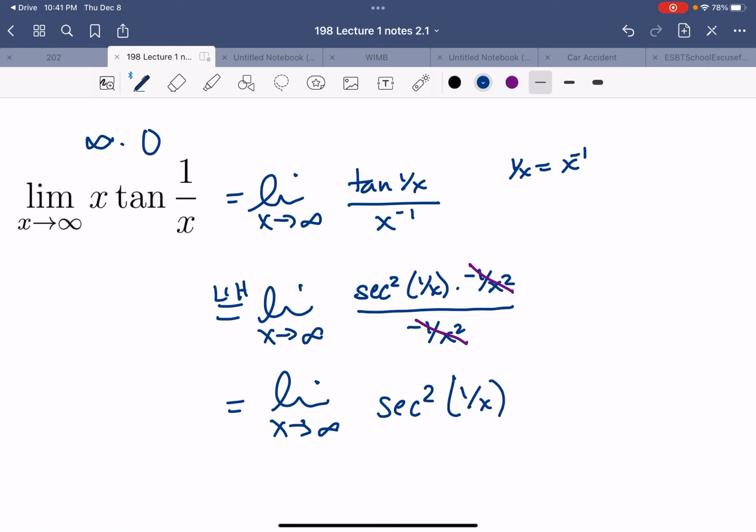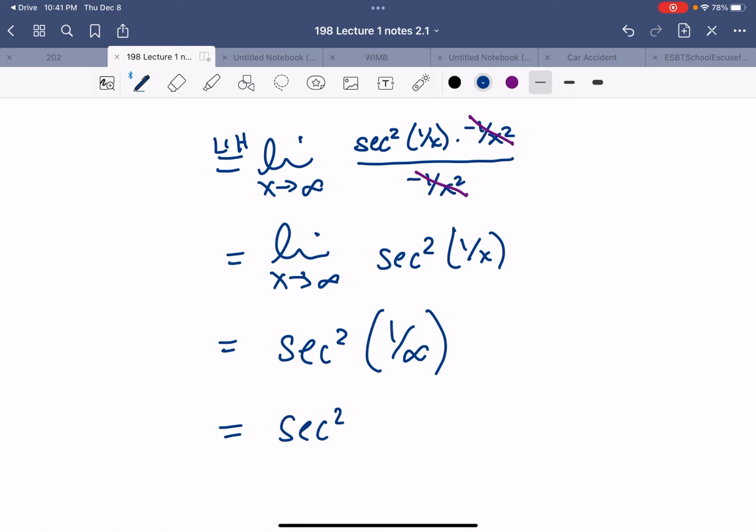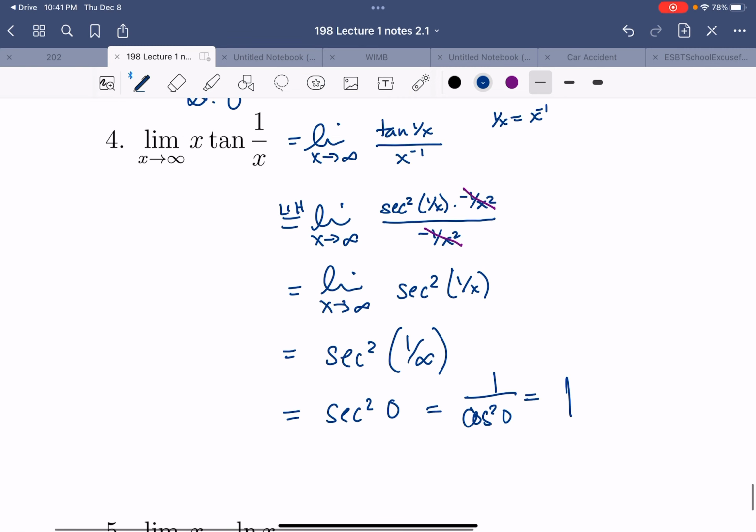And what we have left is just the limit as x goes to infinity of secant squared of 1 over x. And when you plug in infinity here, you get the secant squared of 1 over infinity. The 1 over infinity is 0, so this is the secant squared of 0. And secant is 1 over cosine, so this is 1 over cosine squared of 0. And cosine of 0 is 1.